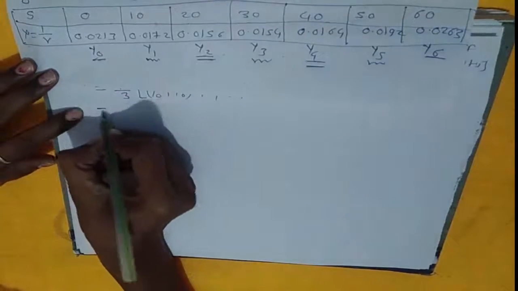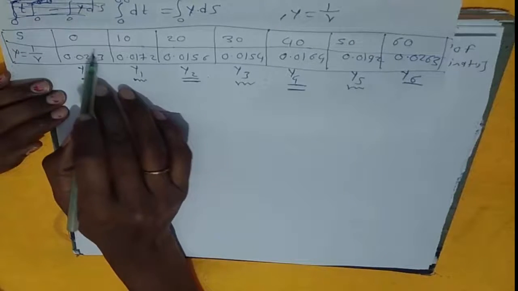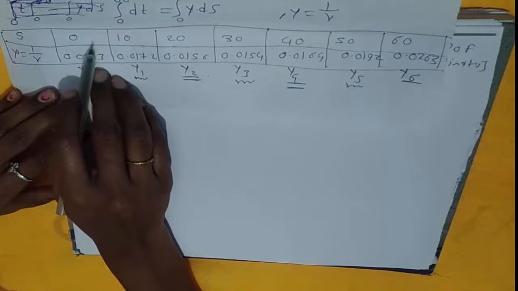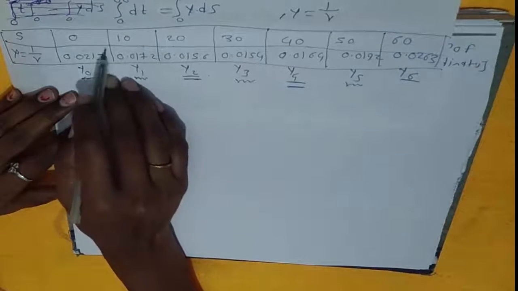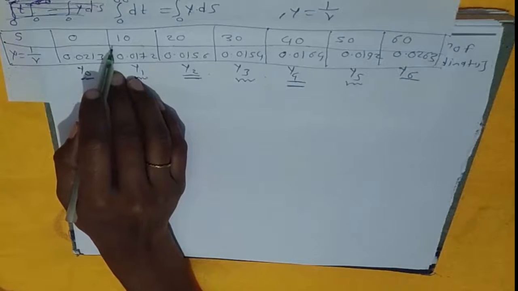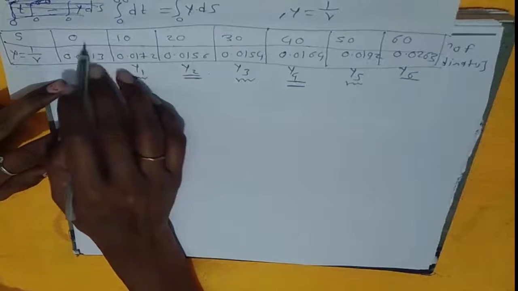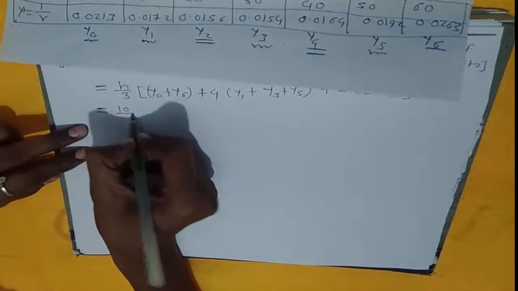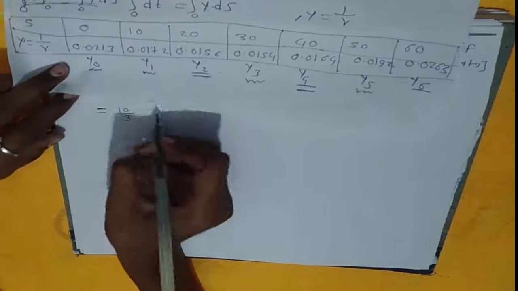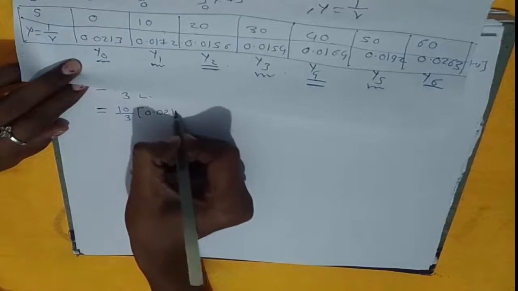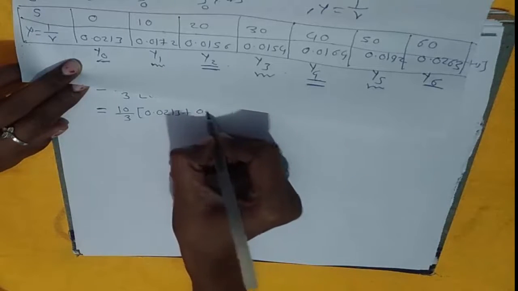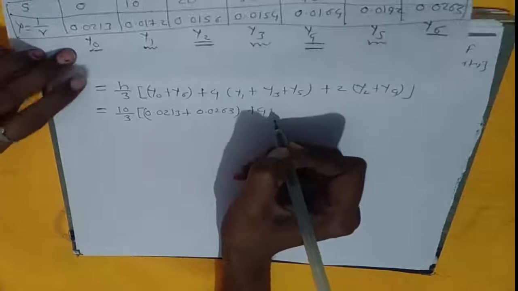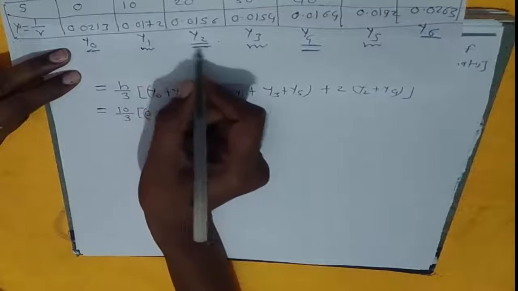Then we put in the values of these ordinates. For h, the distance is given as 0, 10, 20, 30 and so on, so the difference in distance is 10, equally spaced. So h will be 10 divided by 3. Then y0 will be 0.0213 plus y6 will be 0.0263, plus 4 times the bracket of y1 plus y3 plus y5.